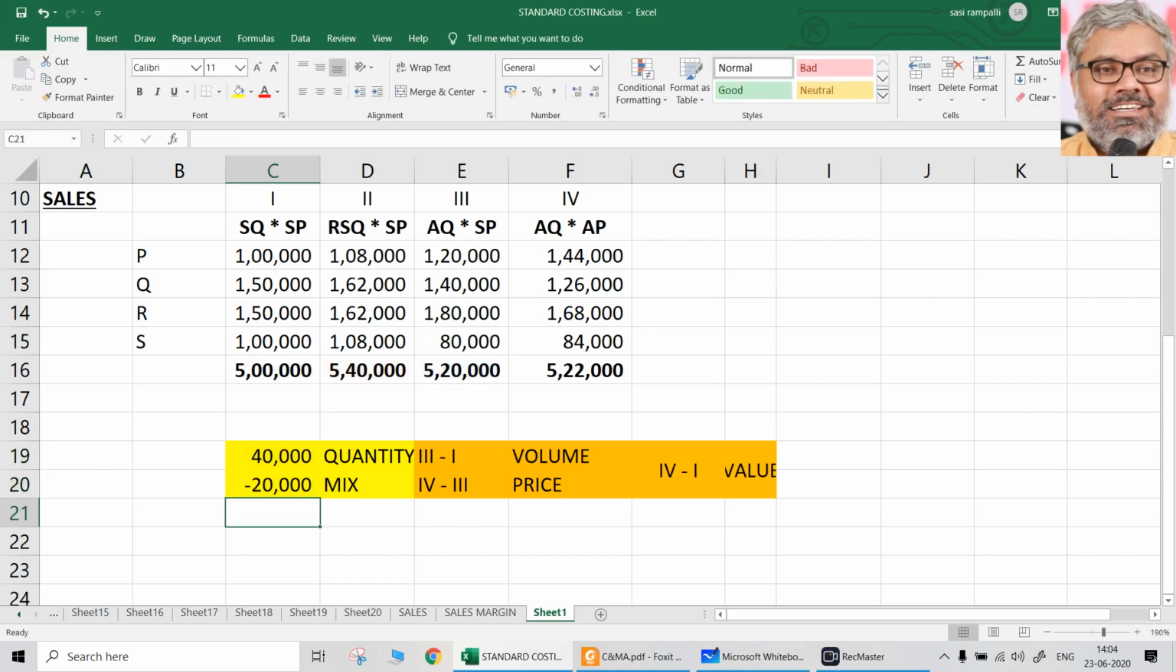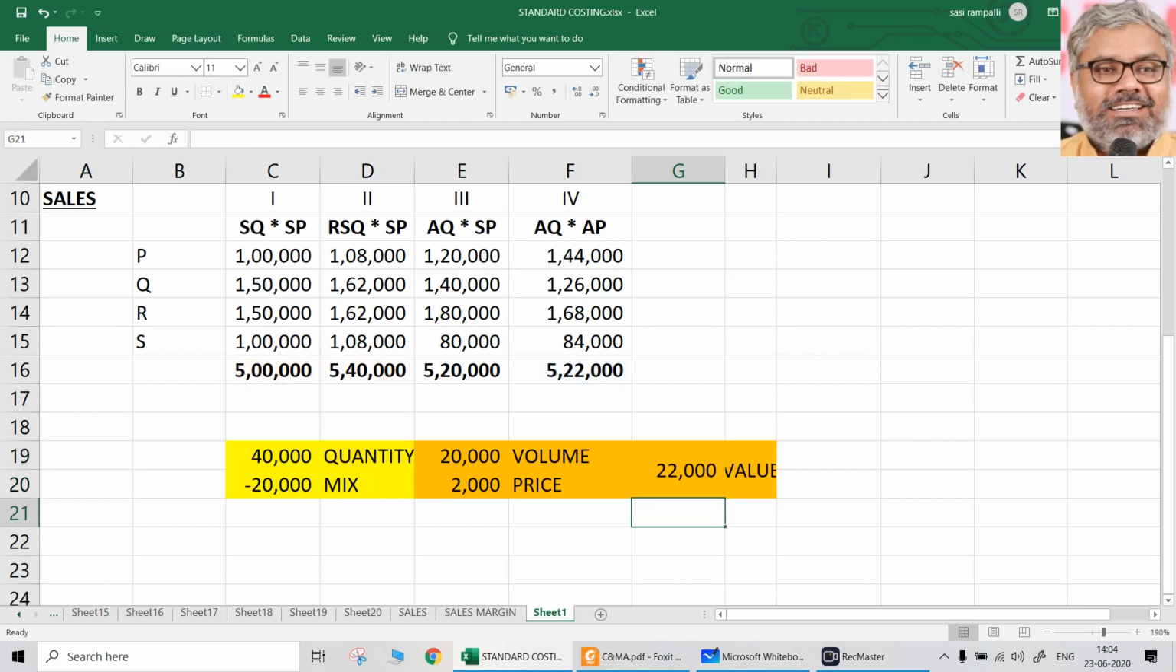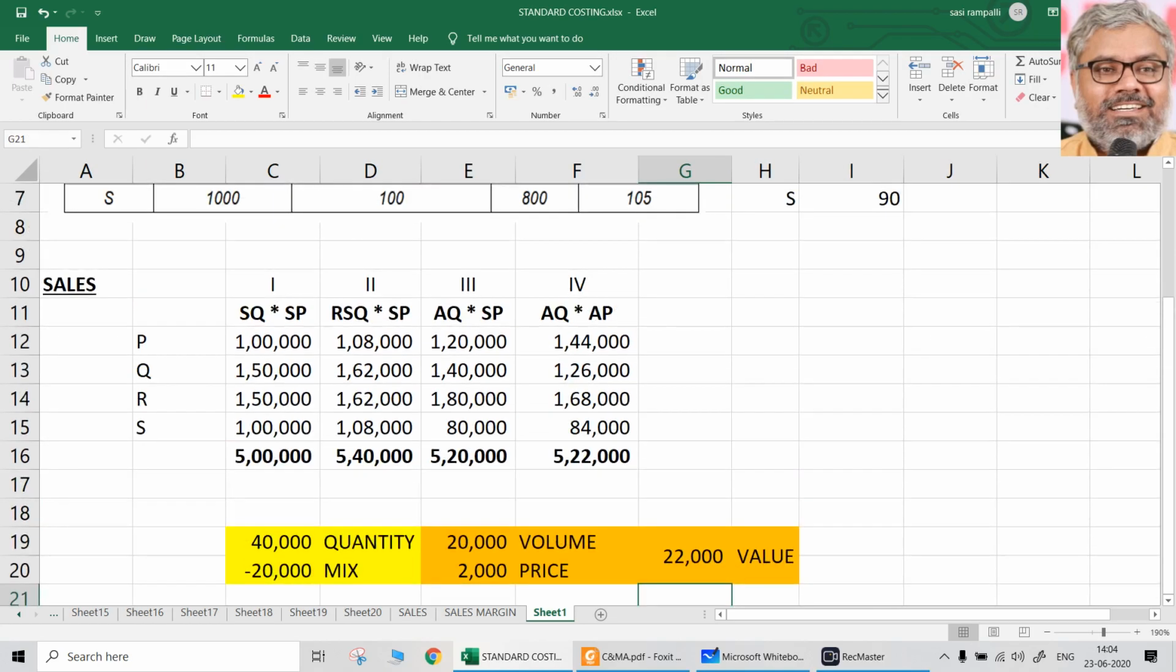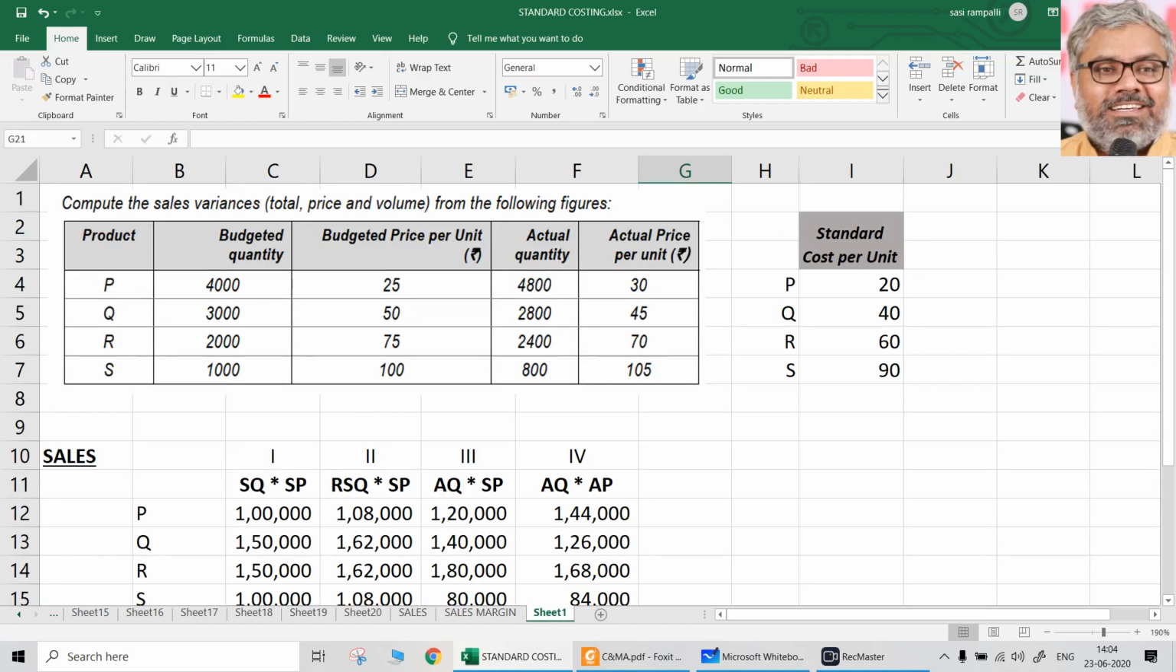Mix variance is negative, adverse. Volume variance naturally will be the sum total of these two. 3 minus 1, 20,000 positive. Price variance, 2,000 positive. Total sales value variance, 22,000 positive. That is favorable variance here for sales value. That's it. That is how we can find out sales variances from the data that is given.